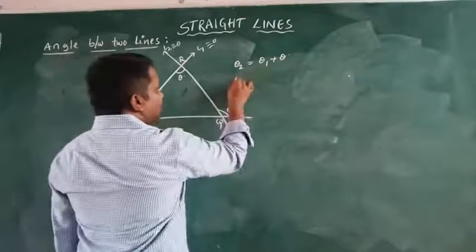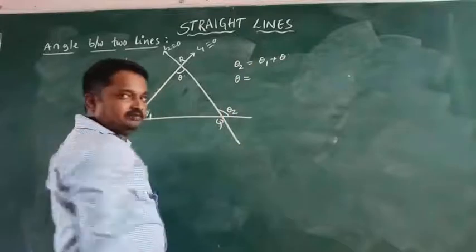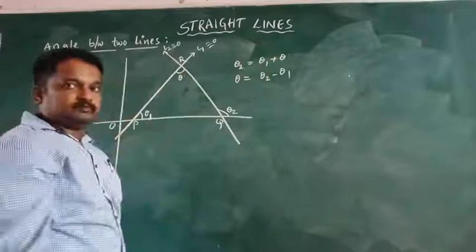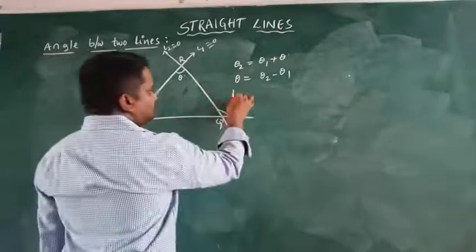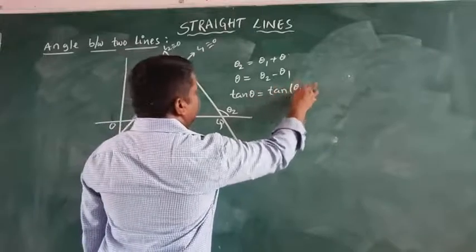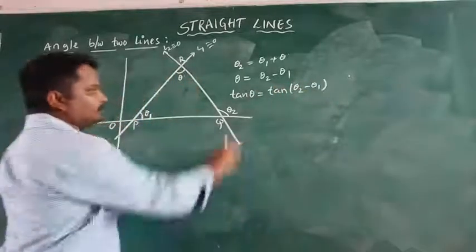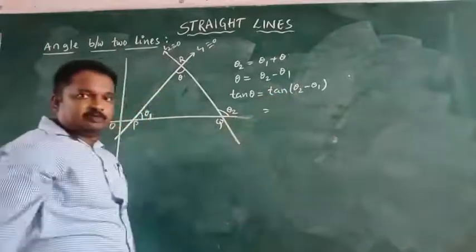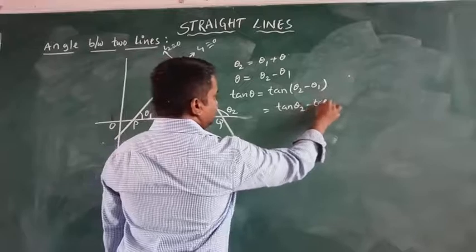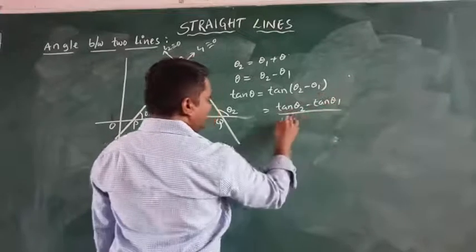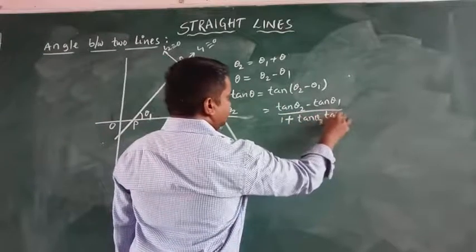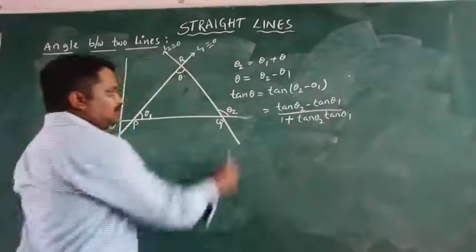We want theta, so I am transposing theta 1 to the other side: theta equals theta 2 minus theta 1. Now I am applying tan on both sides. Tan theta equals tan of theta 2 minus theta 1. Using the tan A minus B formula, tan A minus tan B by 1 plus tan A tan B.